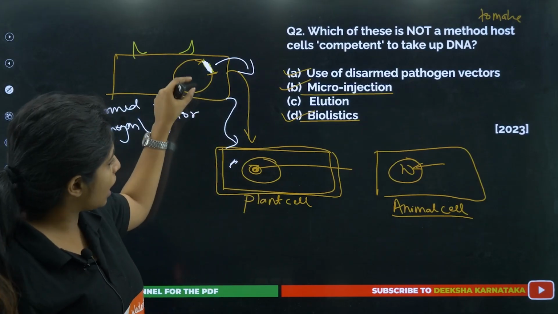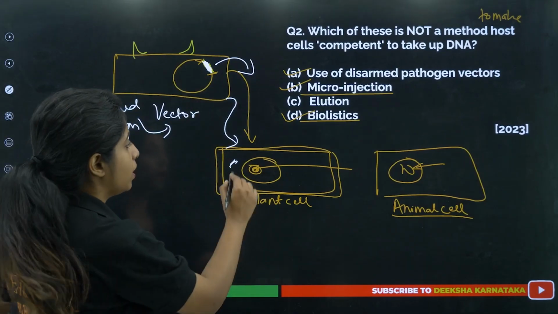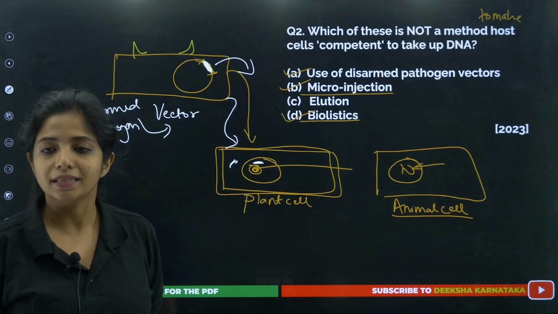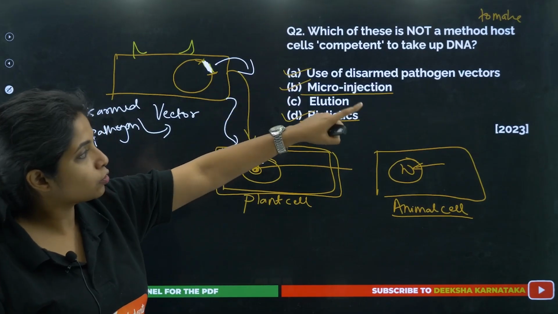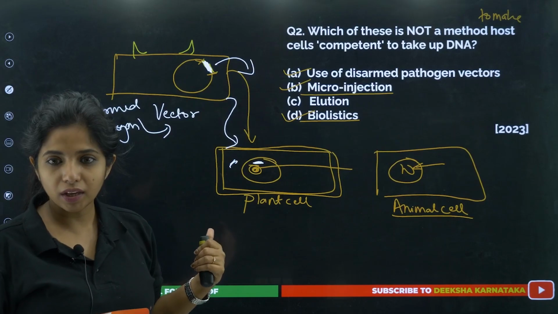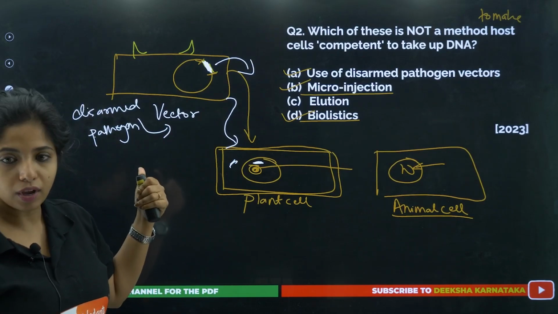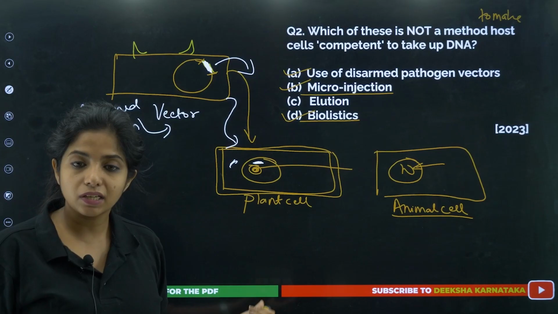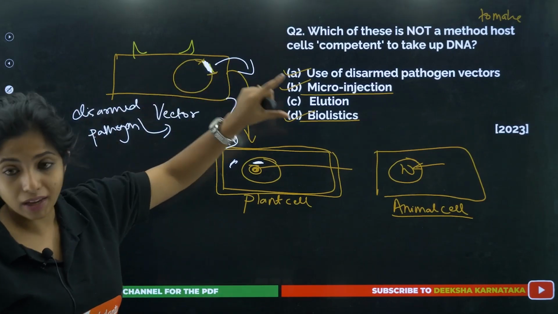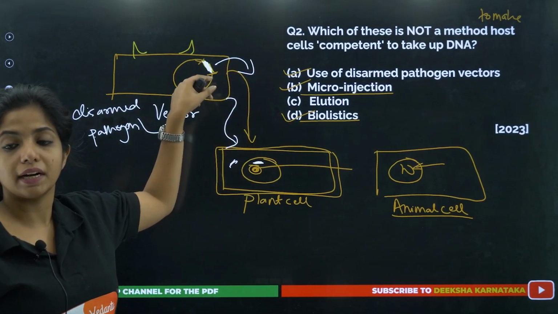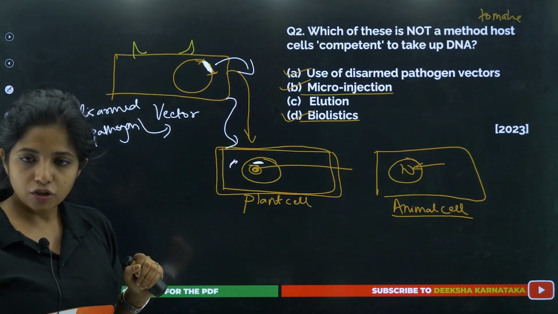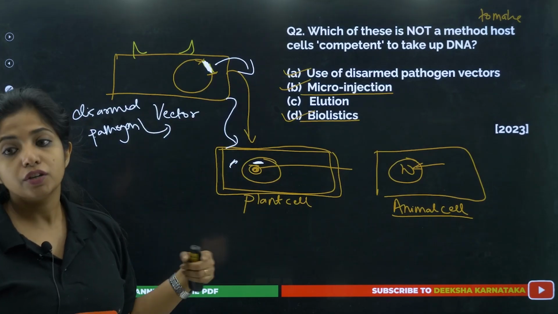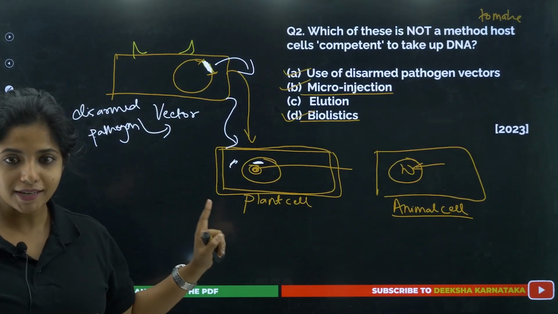So anyways, at the end, what I am doing is that I am putting my gene of interest inside the plant cell. So use of disarmed pathogen vectors is a correct way. Can I put armed pathogen vectors? No. If it is armed pathogen vectors, it will cause trouble. When it causes infection, the plant cell will die. I don't want that. I removed that gene, I put my gene of interest instead, and then I put it. So in this way also, I am making the host competent to take up the DNA. So it's all cool. Until now, it's all cool.